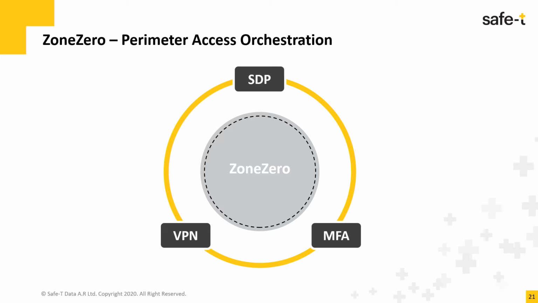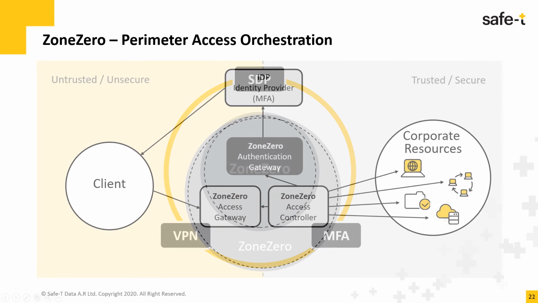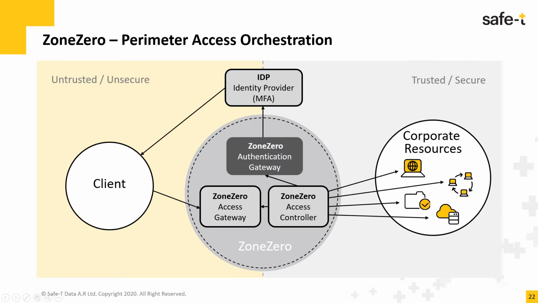ZoneZero revolutionizes the three pillars that stand at the heart of a zero-trust strategy: a software-defined perimeter, VPN access, and multi-factor authentication. This is a conceptual scheme of a ZoneZero deployment. At the core of it, you'll notice the separation between access gateway and access controller, the ZoneZero access and data planes, and an authentication gateway that centrally integrates in-house, third-party, or IDP-based MFA.